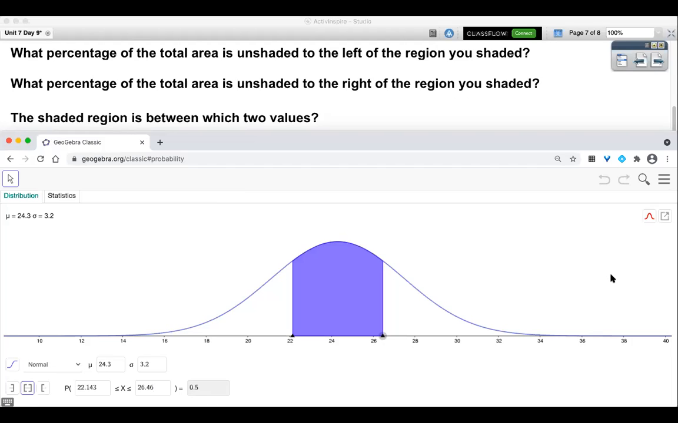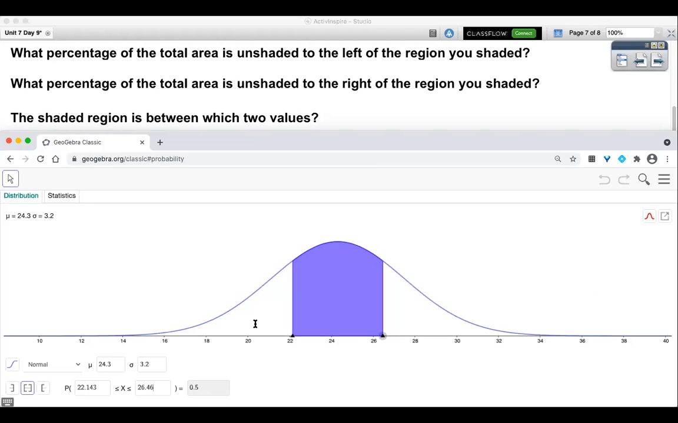And let's just get to it. So the first question is asking us to find what percentage of the total area is unshaded to the left of the region that you shaded. Well, what we know is that we have shaded the middle 50% of our curve, right? So the middle 50% has been shaded, and that's 50% of the total area under the curve.